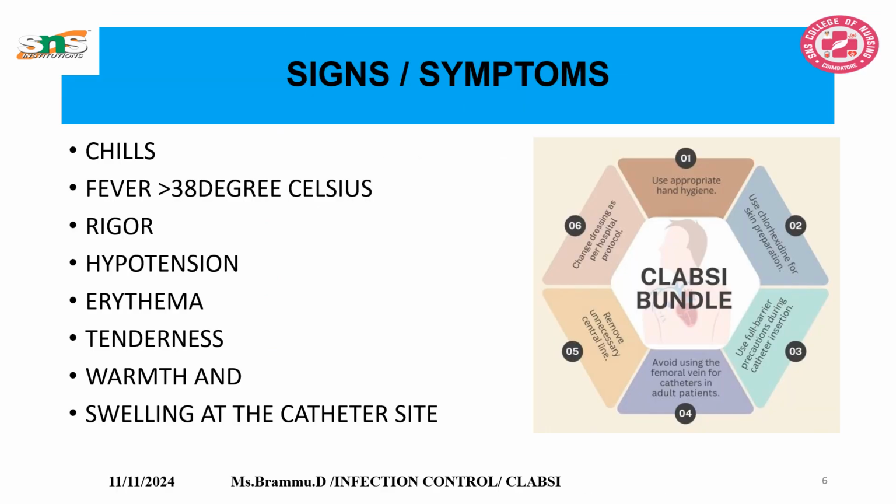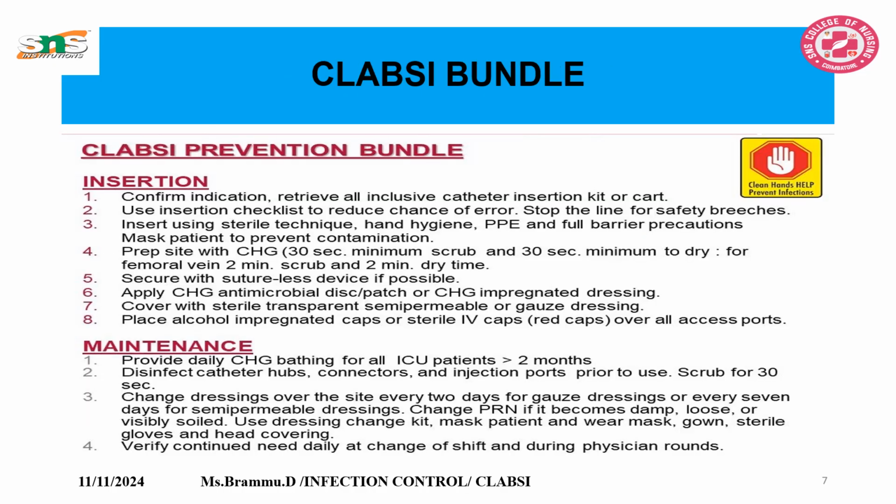So what are the common signs and symptoms? The patient will have severe chills, fever, rigor, hypotension, which is reduced BP less than 90/40, and erythema of the skin on inspection at the site of insertion. The catheter site would appear red, which is erythema. Some patients may have tenderness, warmth, and swelling at the catheter site.